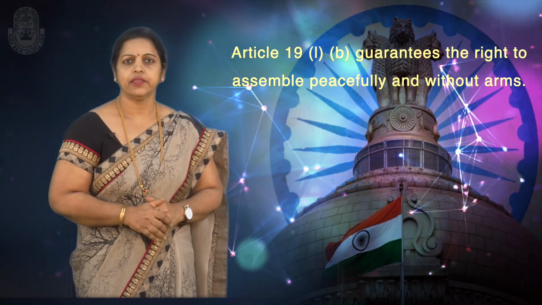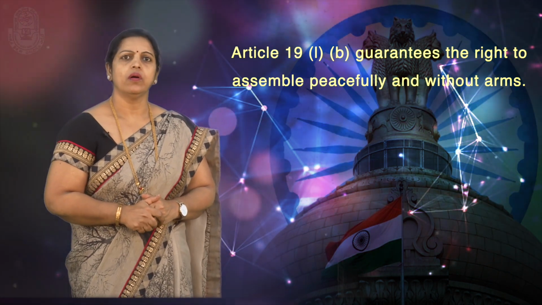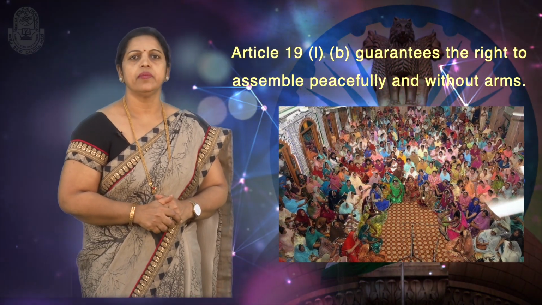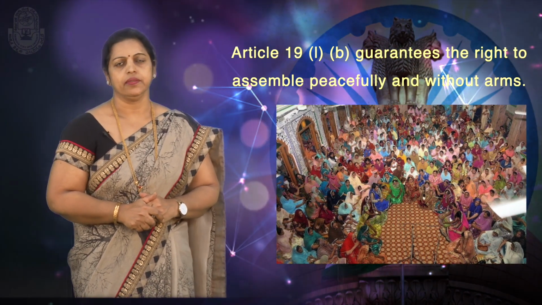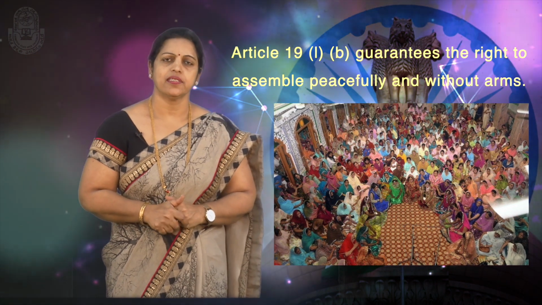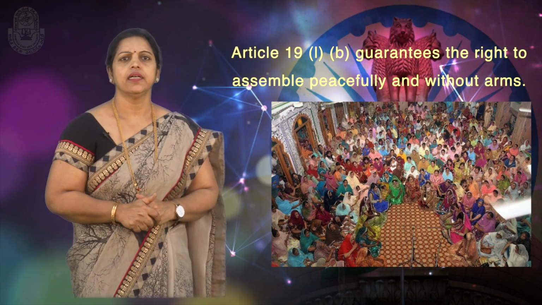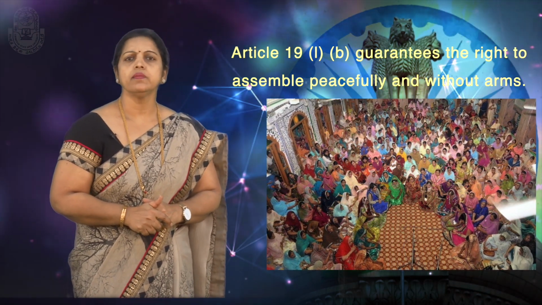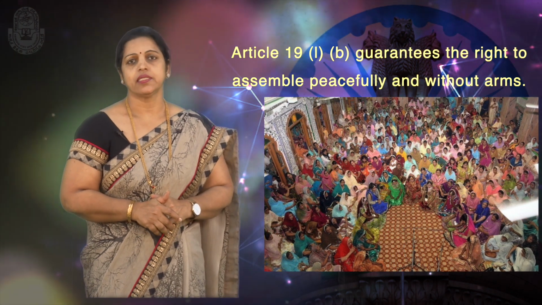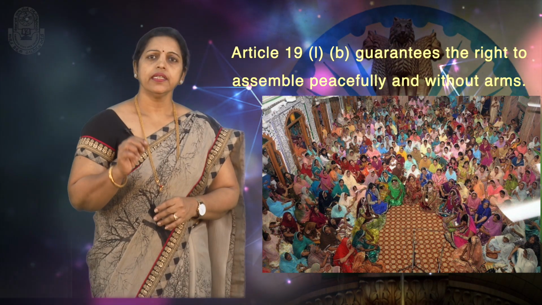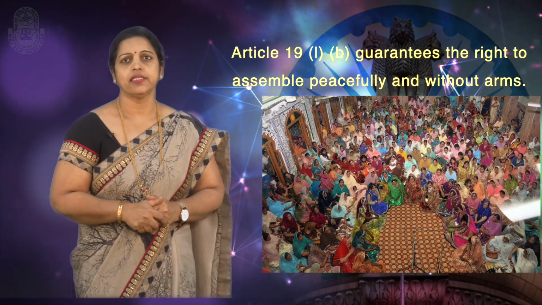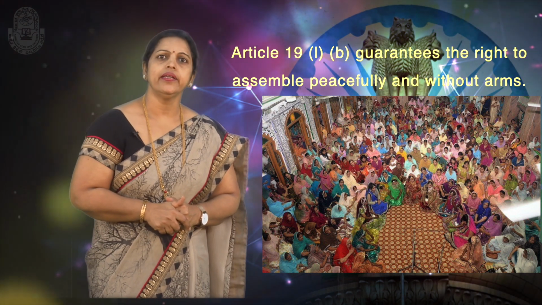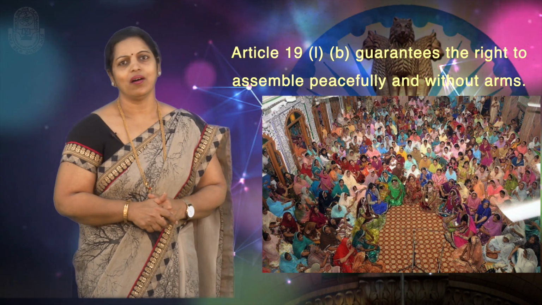The next one is Article 19(1)(b), which guarantees the right to assemble peacefully without arms. Freedom of speech and expression is meaningless in the absence of the right to assemble or hold meetings for discussion. Democracy is based on peaceful discussion. Therefore, it is made clear that those who hold meetings shall bear no arms. The right to assemble peacefully and without arms is subject to reasonable restrictions. The right shall not affect the operation of any existing laws as far as it imposes restrictions in the interest of sovereignty and integrity of India or public order or morality.